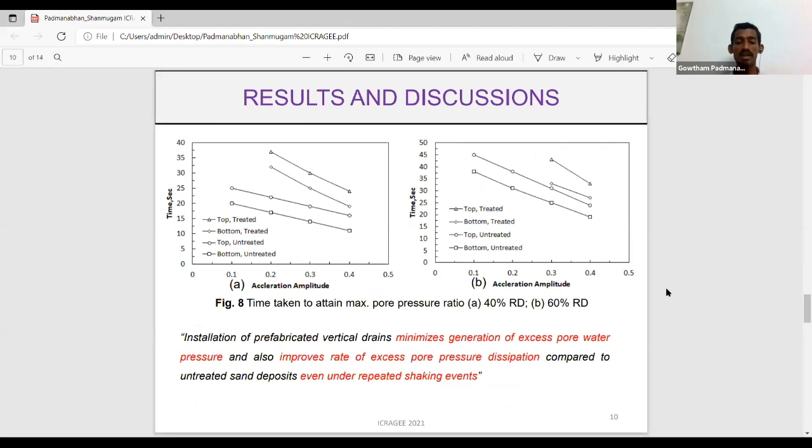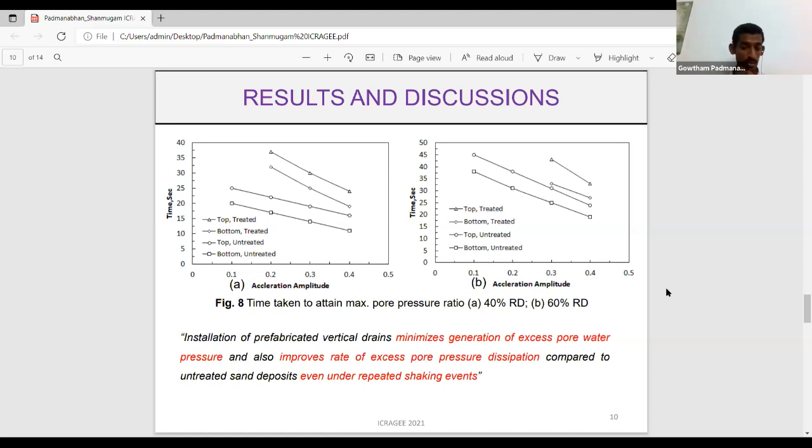Coming to the time taken to attain the maximum pore pressure ratio for both 40 and 60% RD, one important thing noted here is that as acceleration increases, the time taken to attain the maximum pore pressure ratio decreased for both treated and untreated sand deposits. It is to be noted that the generation of excess pore water pressure was delayed due to the provision of the prefabricated vertical drain system. It is mainly because of the drainage path provided by the PVD improvement system, as it delays the generation of excess pore water pressure, and also it fastens the dissipation of excess pore water pressure. A similar pattern has been observed for both 40% and 60% RD.